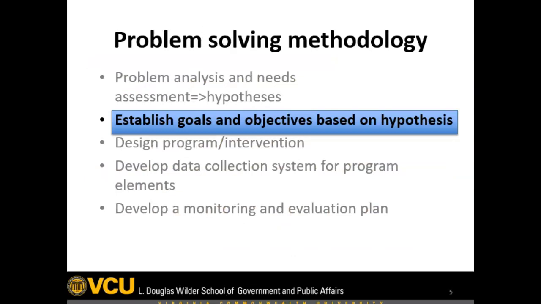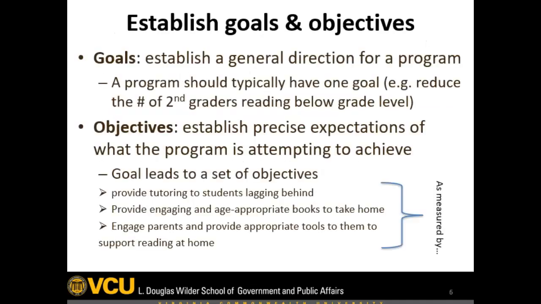We would hypothesize that based on previous research, these interventions would be effective in improving the kids' reading ability. The next step in addressing social problems is establishing goals and objectives for a program based on the hypotheses that were developed. Program goals set up a direction for a program. A program should typically have one goal to ensure that it stays focused. Using an earlier example, this goal would be reducing the number of second graders reading below grade level.